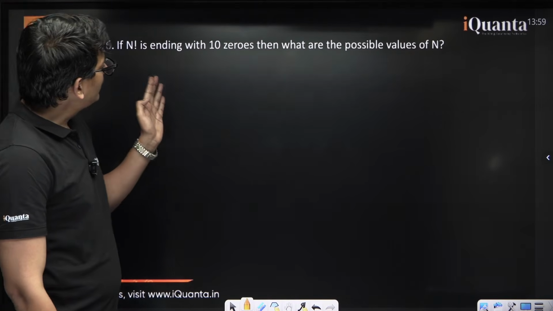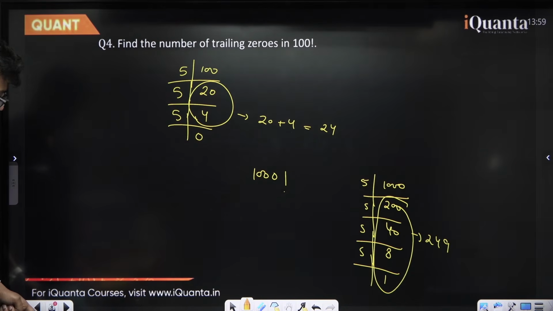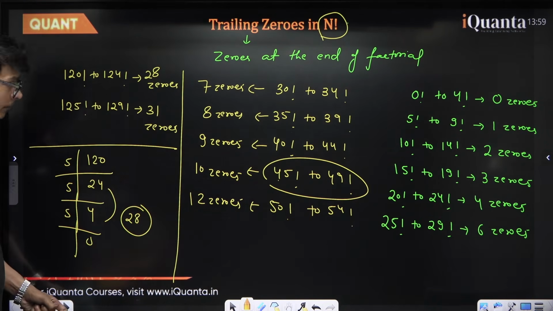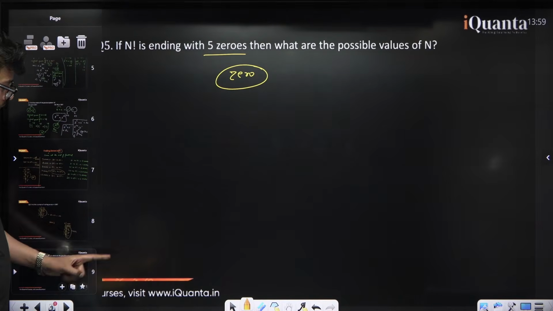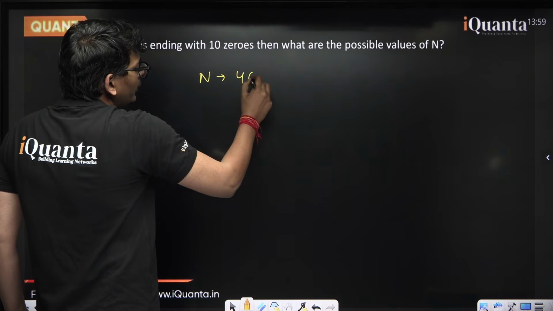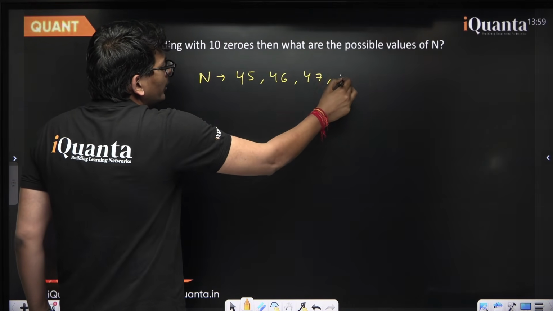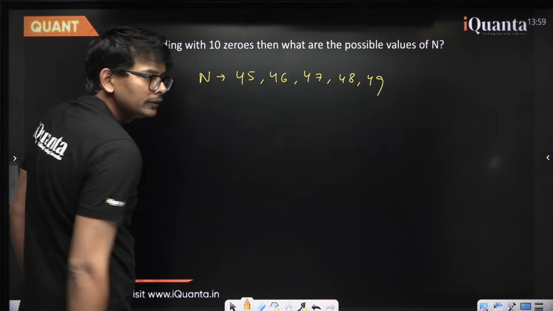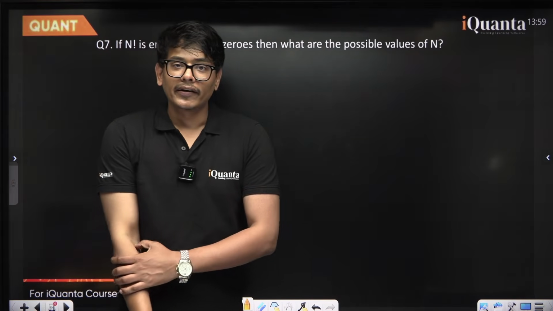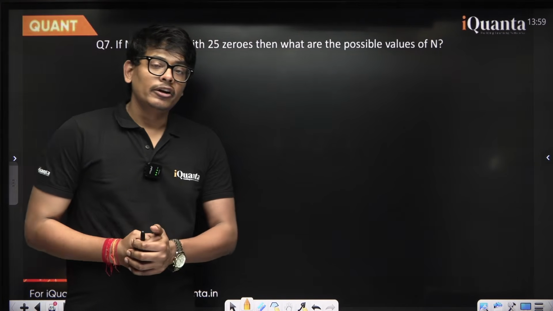Next, n factorial is ending with 10 zeros. What are the possible values of n? You can check 10 zeros, the possible values are these. So n can be 45, 46, 47, 48, 49. Clear? Next. Now, this is the interesting question. n factorial is ending with 25 zeros. What are the possible values of n?